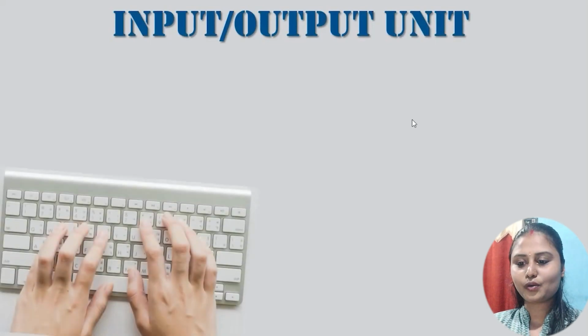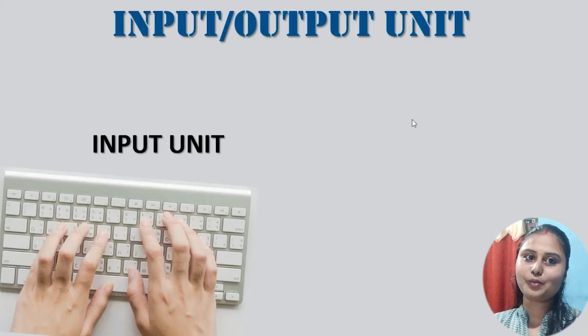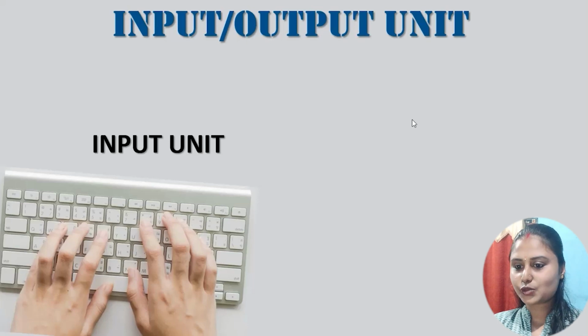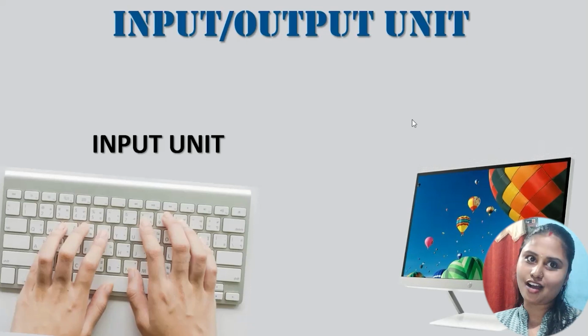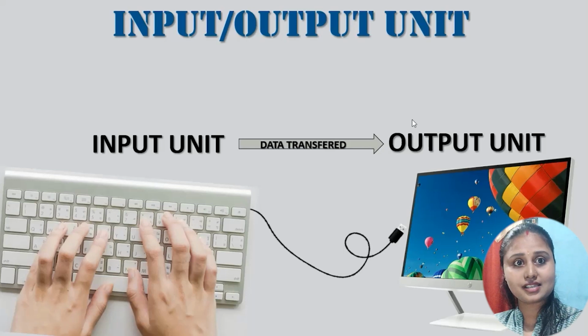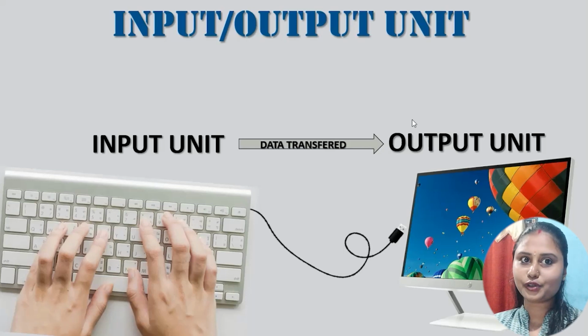Now coming back to the input output unit, you can observe the keyboard over here, which is nothing but the input unit. It will receive the input from the user through the keys situated on a keyboard. We give the instruction using the keys, and the monitor will display the output, so it is an output unit. This data transfer between the input and output unit happens through a communication channel called a cable. Which type of cable is this? It is a USB type of cable.